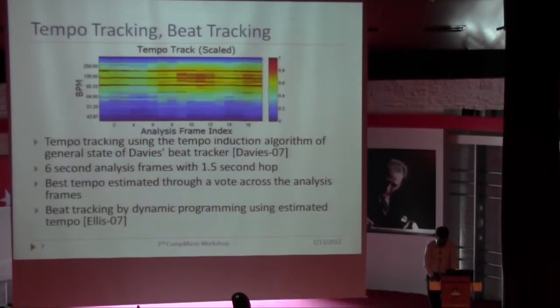Once we have a tempo track, we do beat tracking on that using a dynamic programming approach, which takes a cost function of continuity, and disallows any beats which are totally out of the continuous pulse which we see, and also uses the onset strengths. This is the beat tracking which was proposed by Ellis.